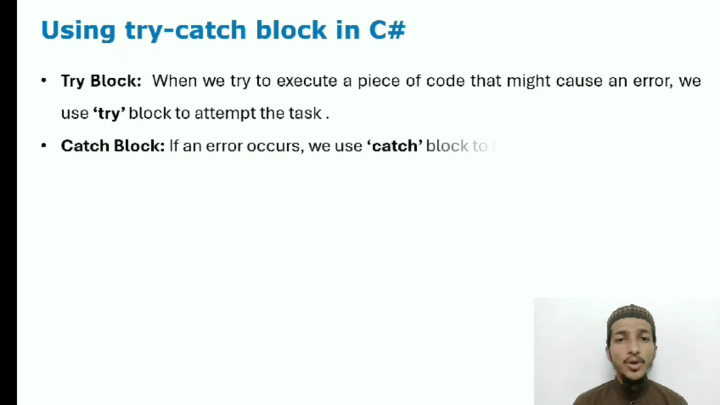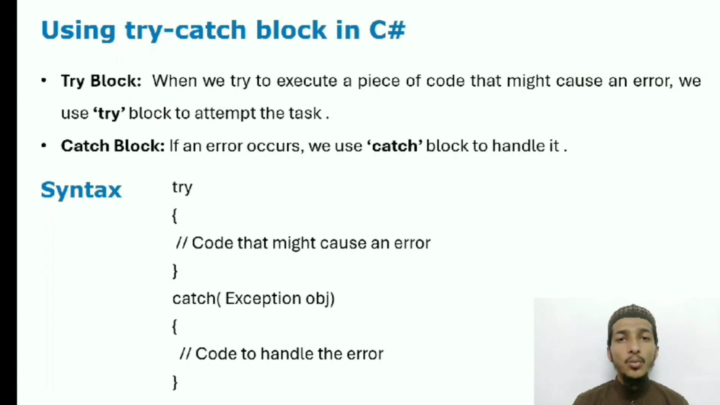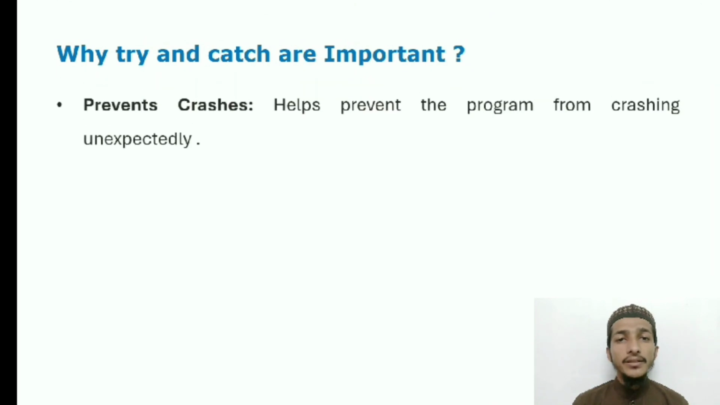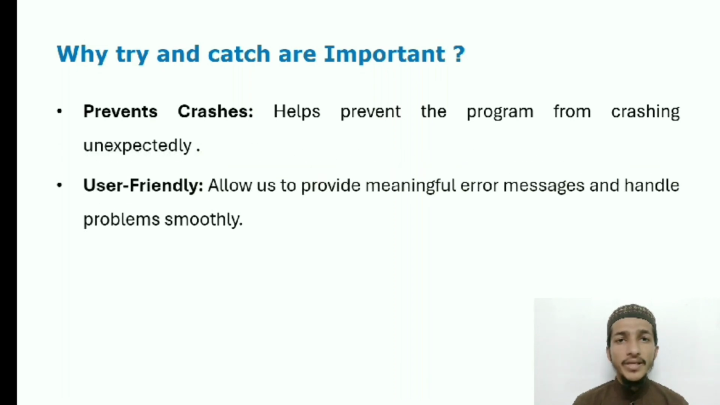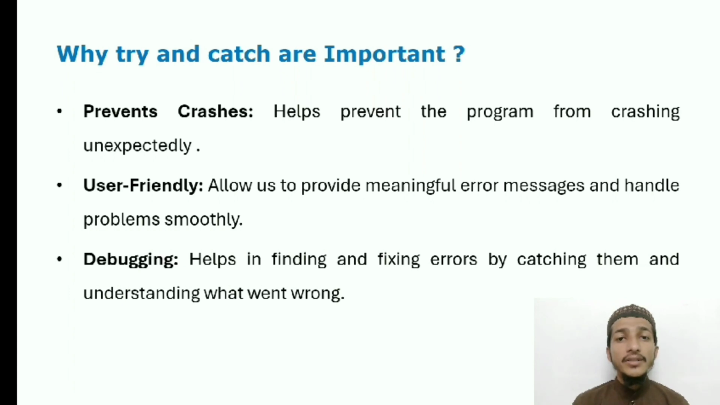The syntax of try-catch block is: the code that might cause an error will be written under the try block, and the code to handle the error must be written inside the catch block. Let's understand why try-catch block is important. First, it protects the program from unexpectedly crashing. Second, it allows us to show a meaningful message and handle the error smoothly. Third, it also helps in finding and fixing the error and understanding what went wrong.